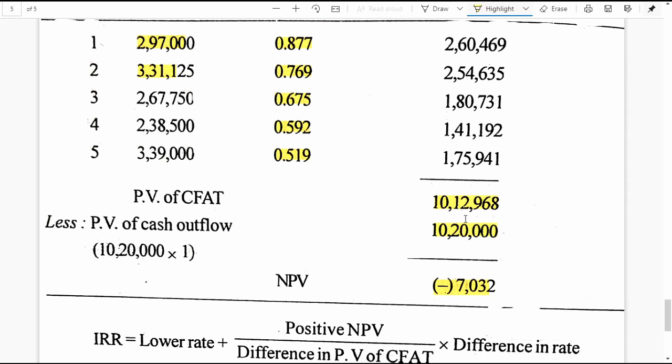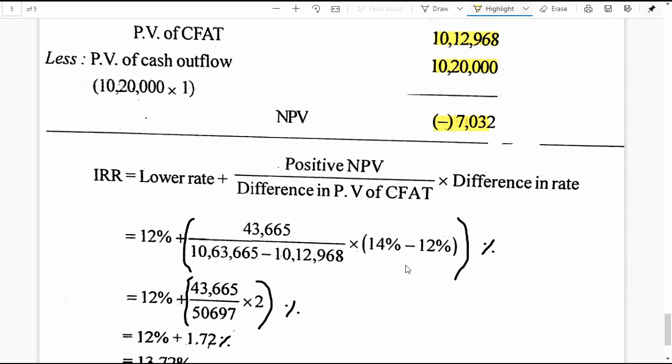One total present value is less than the target value 10,20,000. The other total present value at other percentage, that means at 12% is higher than our target value 10,20,000. Therefore, we are ready for interpolation between 12 and 14% to come to know the exact IRR for this project.